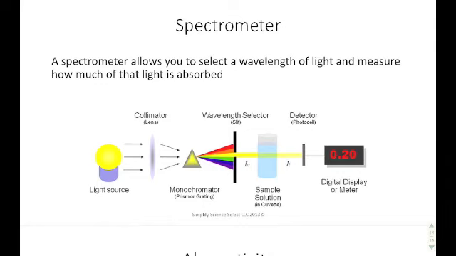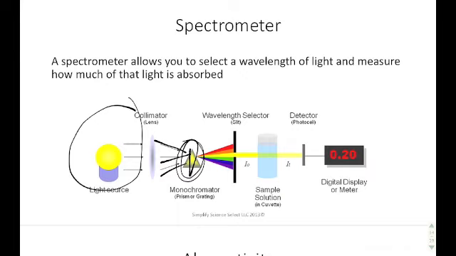When we look at a spectrometer, it allows you to select a certain wavelength of light and to measure how much light is absorbed. So basically you start off with a light source, and then you have a lens. And this lens focuses the light here, and then based on the principle of diffraction, you can select a certain color of light to come out of this. Now you will get into this a little bit more in physics next year, but just know for now that we can select the color.